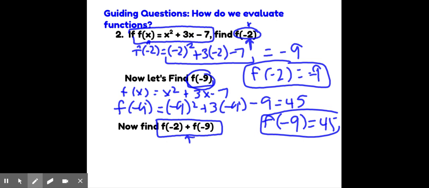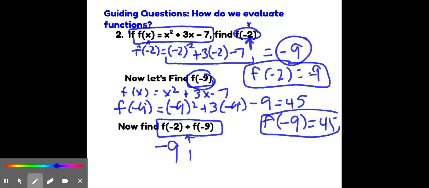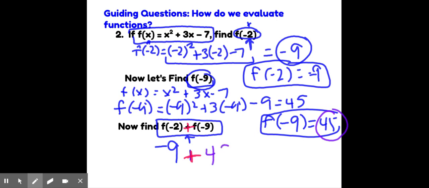So what did we get for f of -2? We got -9. So I'm just going to replace that here, and we're going to add it. I'm going to use a different color to show you that we're adding that answer with f of -9, which is 45. So in your calculator, when you add -9 and 45, you should get 36. And that's what you would do if they ask you to answer.